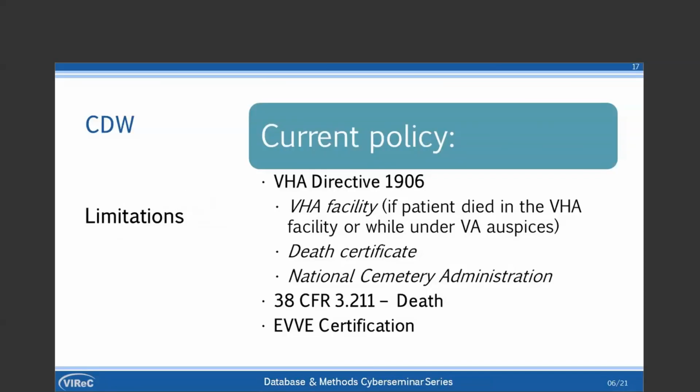A little more about the important thing that feeds into the MPI, which is the information from the National Cemetery Administration. As obviously you can see, this would be an important source of information that really wasn't feeding into the vital status file. And also the EVVE, Electronic Verification of Vital Events, is a national data system, which we'll learn more about later, which also is very important information that feeds into the MPI.